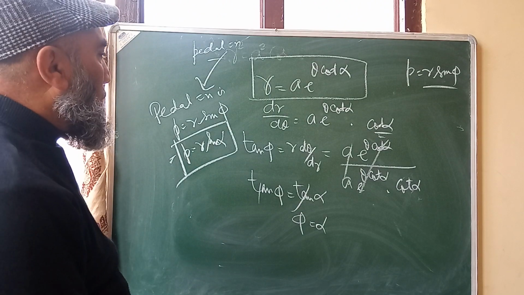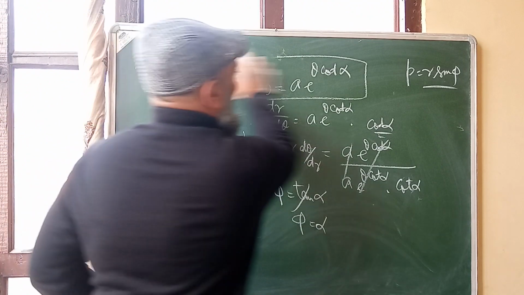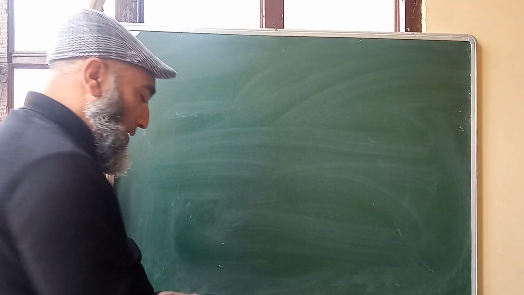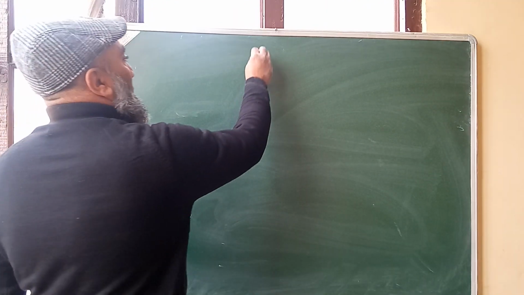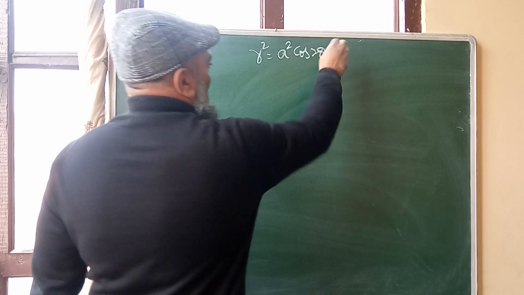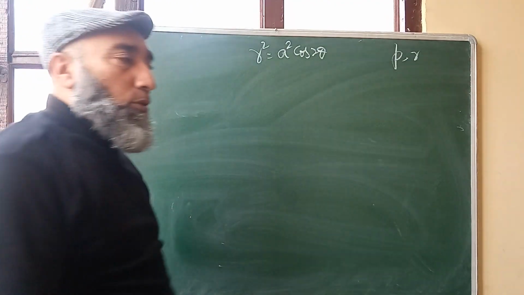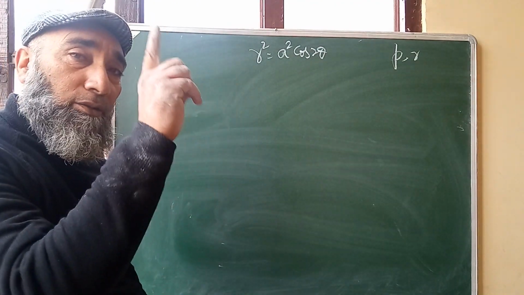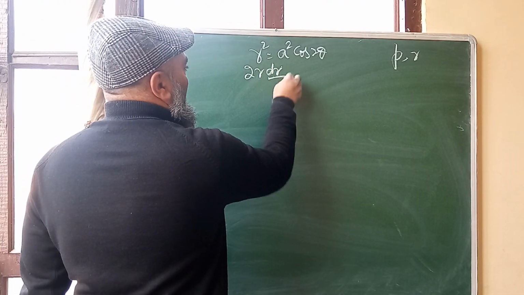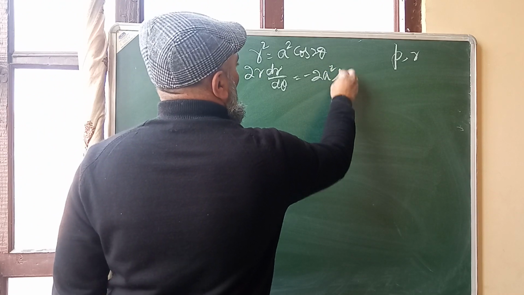Now let me take one more question and we are finished with tangents and normals. No, I have to show you one more thing before finishing tangents and normals. A square cos 2 theta. I have to find the relation between P and R. Okay, pedal equation. And I know P is R sine phi. I need to find phi first. So this is 2R dr by d theta, 2a square sine 2 theta.